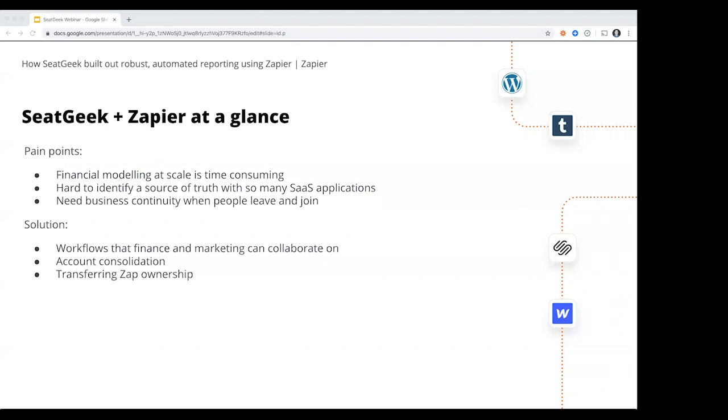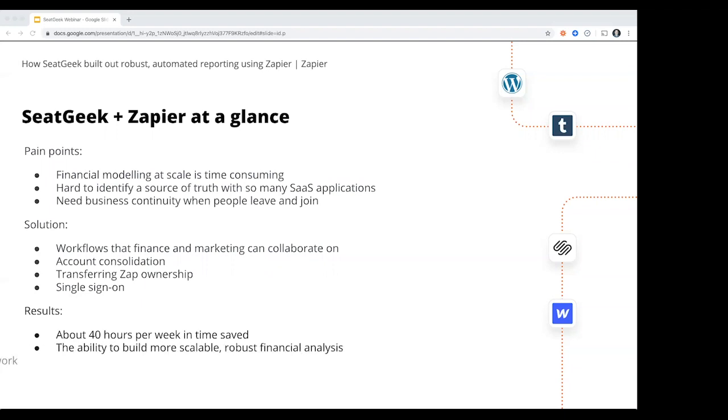We make it easier. Zapier for Companies makes it easy to collaborate on Zaps in your account across different teams. In SeatGeek's example, it was finance and marketing, but it could be any team in your organization. It makes it easy to consolidate your accounts in one place, and then also makes it so that you can transfer Zap ownership when people leave or join your company. And then the security features like single sign-on or user provisioning make it easy to make sure that the right people have access to the right thing.